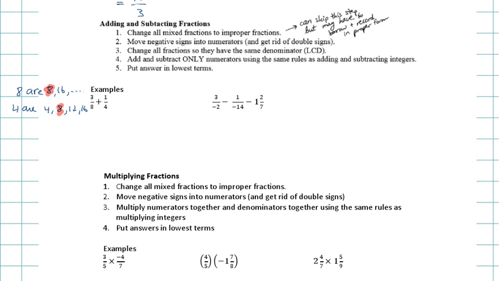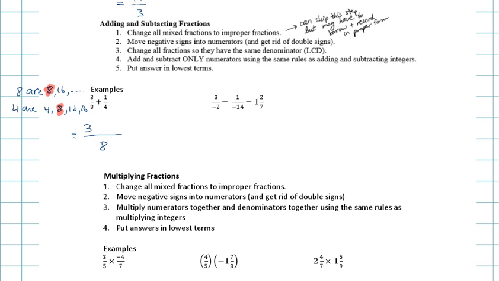Now, that being said, 8 is my lowest common denominator. So I can put 8 for both fractions. Now, do I need to do anything for this to make it 8? Or is it already 8? It's already 8, so I don't have to do anything for the top. So I write it as is.